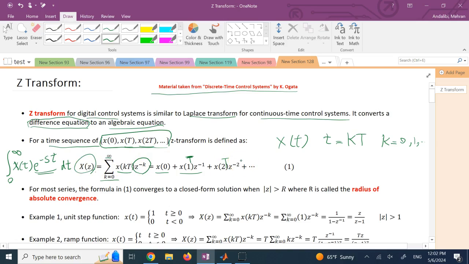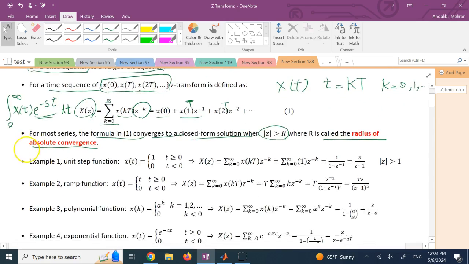Okay, now for most of the series, for most of the signals, this formula in 1 will converge to a closed form solution for when the magnitude of z is bigger than some number r, where the number r, that radius, is called the radius of absolute convergence. I'm going to show you in an example. But we want to know that this summation, this series, will converge only for some specific values of z, not for any value of z. Okay? Let's go ahead and look at an example here.